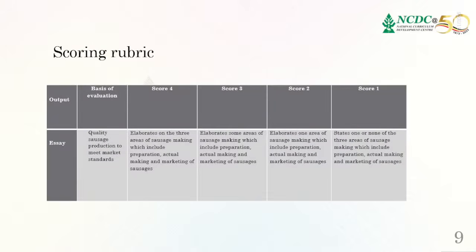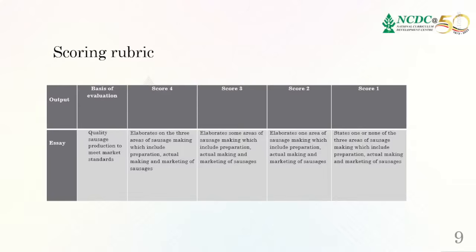Of course, we go right away to the scoring rubric. We expect the output to be an essay. Under the basis of evaluation, we are looking at the quality of the sausage production to meet the market standards. For a learner to score 4, we need the learner to have an error rate of the 3 areas of sausage making, which include preparation, actual making, and then marketing of the sausage.